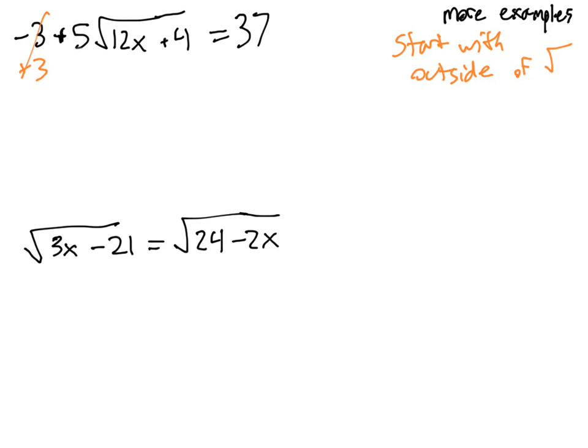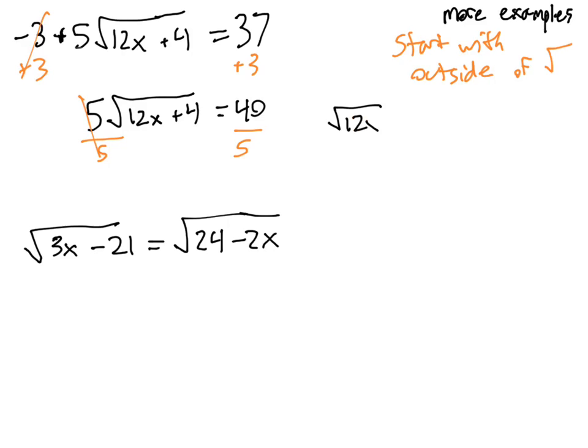-3 plus 3 is 0, and if we add 3 to the other side of our equation, 37 plus 3 gives us 40. So now we have 5 times the square root of 12x plus 4 equals 40. And if we want to get that 5 to cancel out, we can divide both sides of our equal sign by 5. So now we have the square root of 12x plus 4 all by itself, and that equals 40 divided by 5, which is 8.